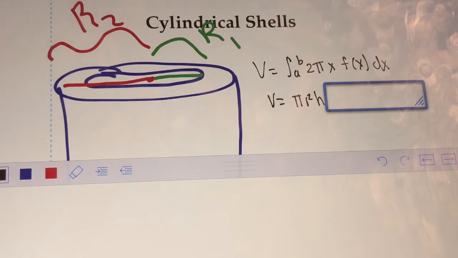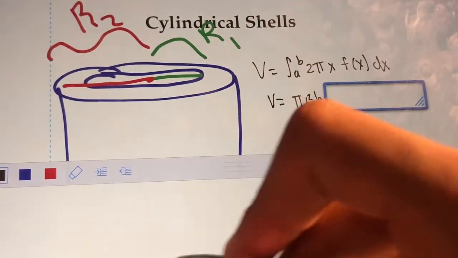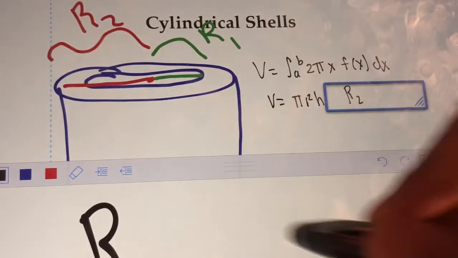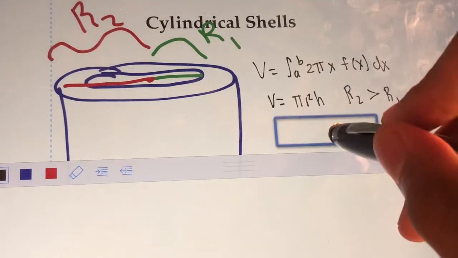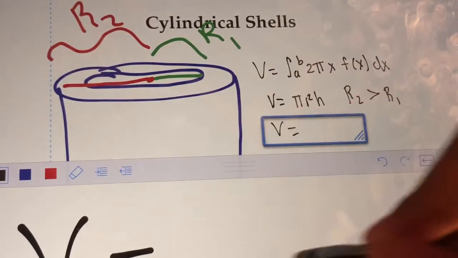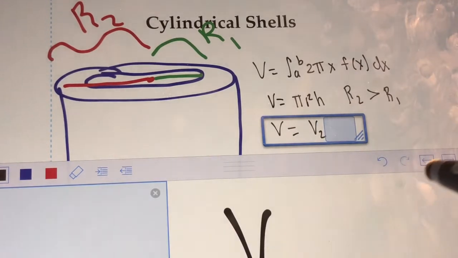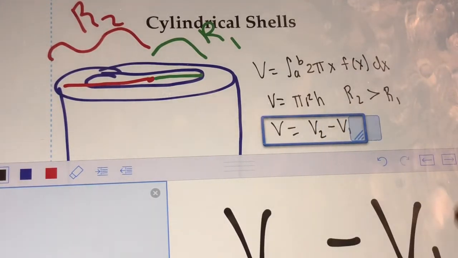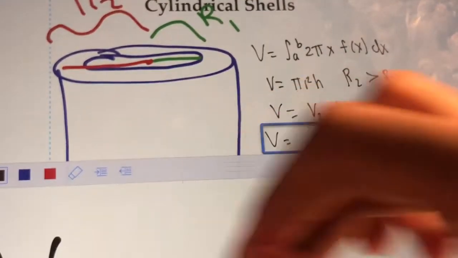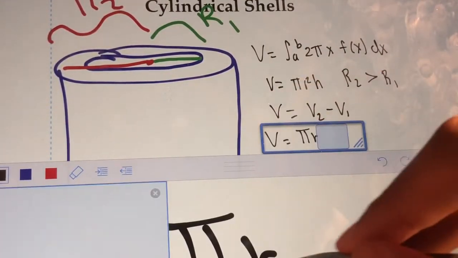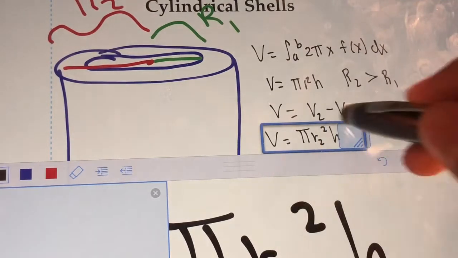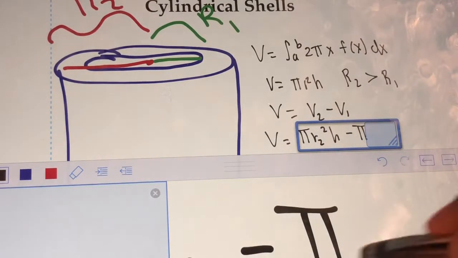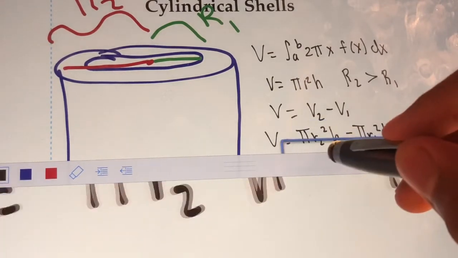So the idea of a cylindrical shell is that it's composed of a larger cylinder with a smaller cylinder inside of it, and when you subtract the two, then you get the volume of the small cylindrical shell. It's important to remember in the figure, if you can't read it, R2 is greater than R1. So the volume of the cylindrical shell equals the volume of the outer larger cylinder minus the volume of the smaller cylinder. So volume equals pi R2 squared times height minus pi R1 squared times height.